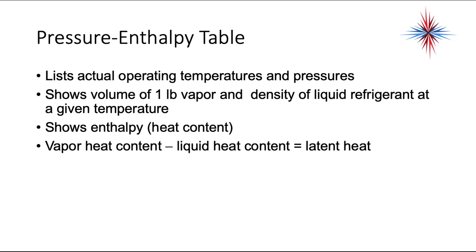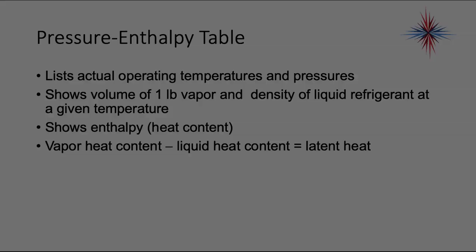Pressure enthalpy tables list actual operating temperatures and pressures. They show the volume of 1 pound of vapor and the density of liquid refrigerant at a given temperature. They show the enthalpy of that refrigerant, that's called heat content. Vapor heat content minus liquid heat content equals latent heat.